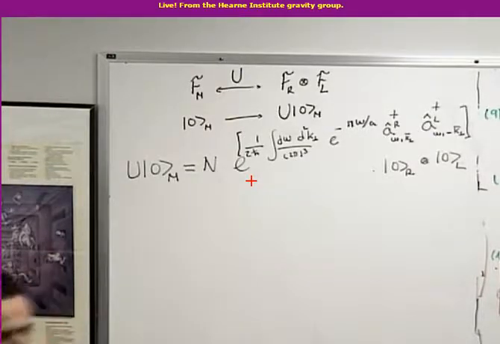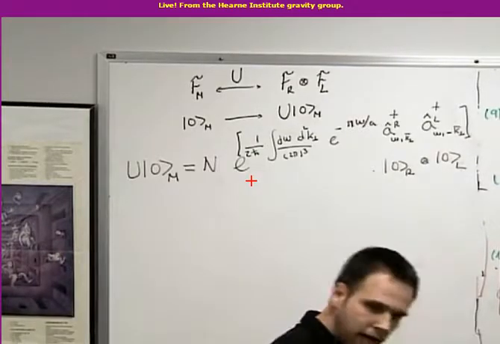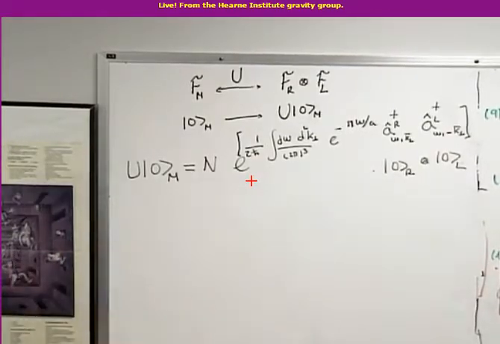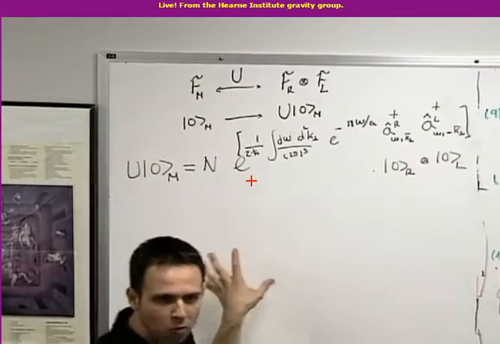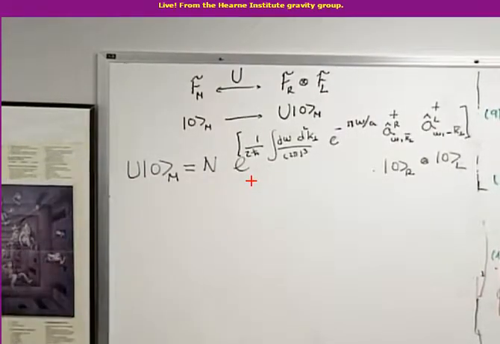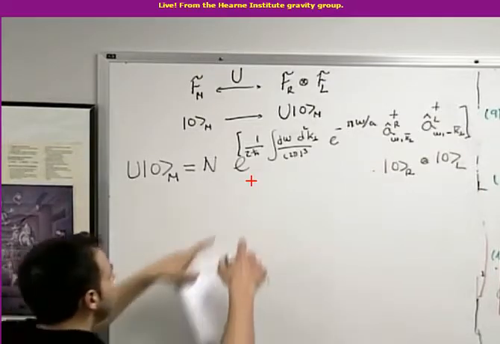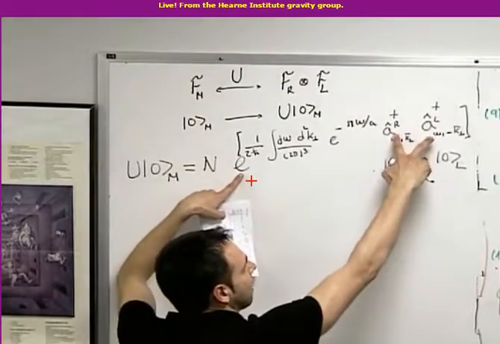So this is our final result. This is really the core of the Unruh effect. What I'm going to do now is just expand the exponential so you can see more explicitly what that state is, because it's the exponential of two-particle states acting on the vacuum.